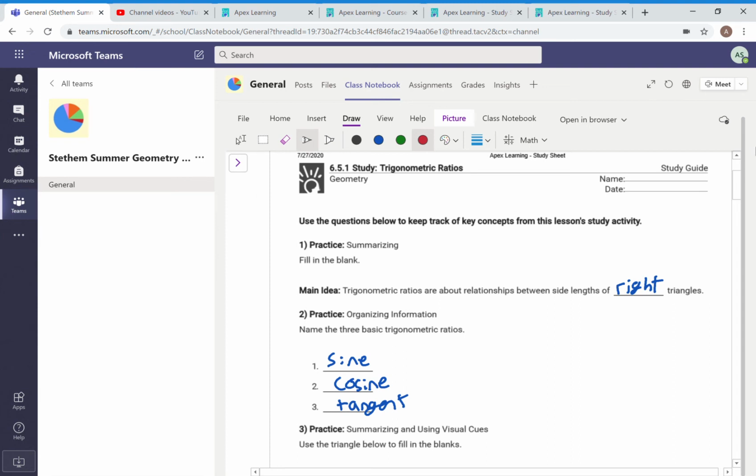So our section here is on trigonometric ratios. We're going to talk about the three trig functions. Trig ratios can be used to find the relationship between the lengths of sides of right triangles and given angles. Our three basic trig functions are sine, cosine, and tangent.